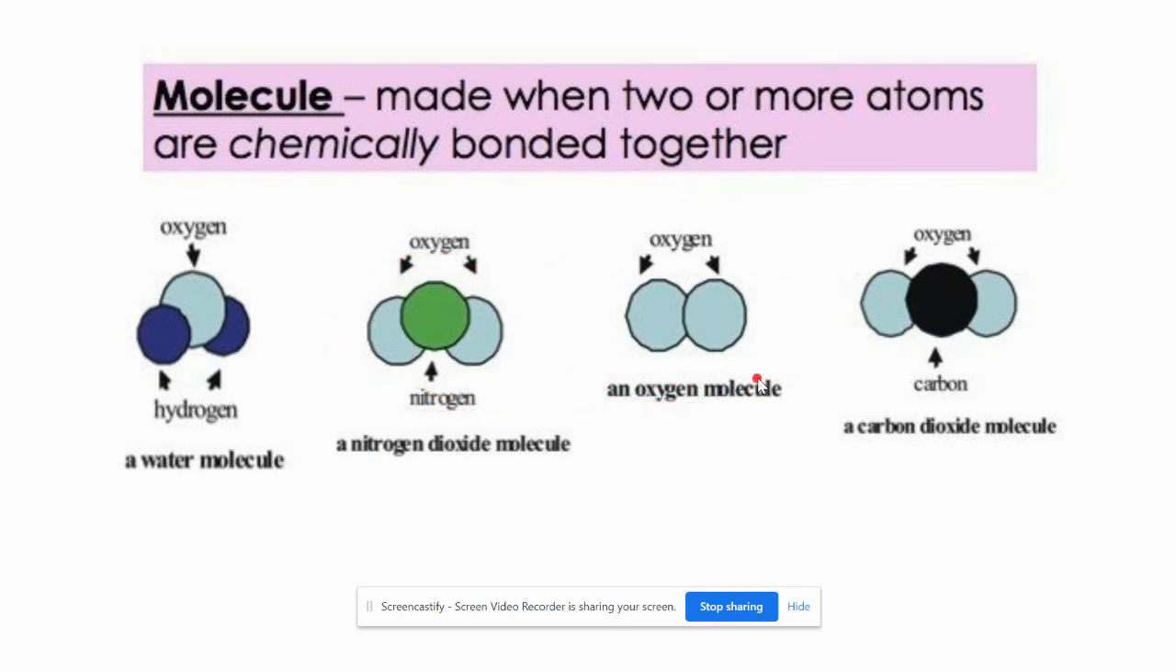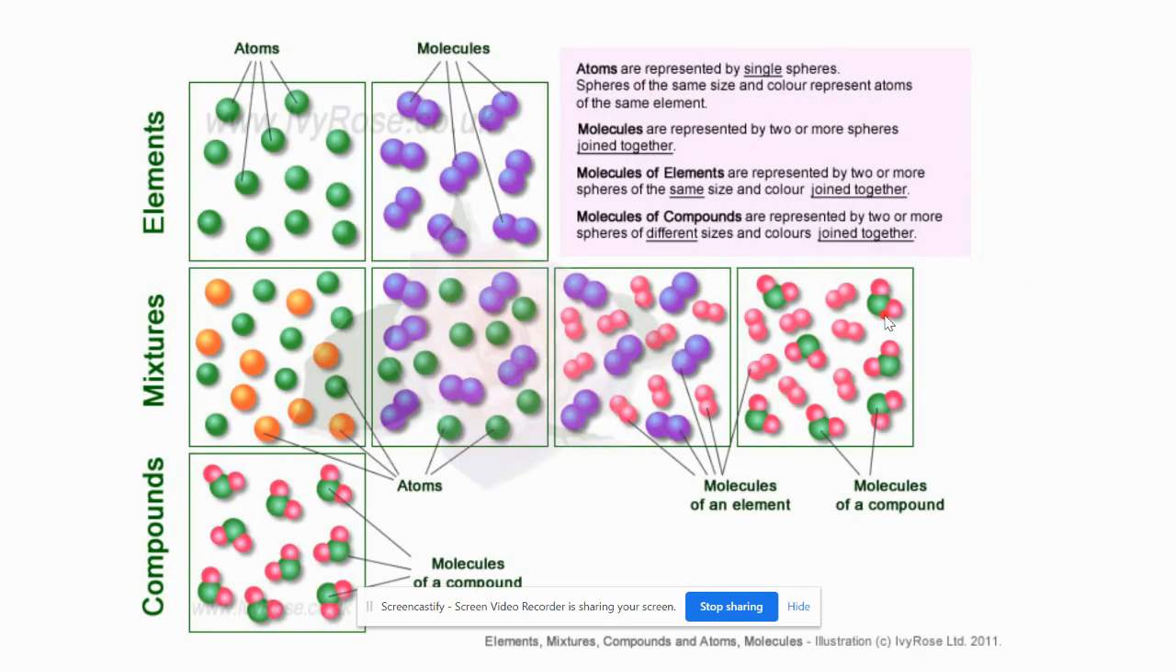This is a molecule, but it is not a compound. It is an element because you have just one type of element. So it is an element, it's not a compound. Over here, this is a molecule and it is a compound because you have 2 different types of element in one molecule. Okay, so here you have atoms, molecules of element, molecules of compound. So these are definition and the explanation.